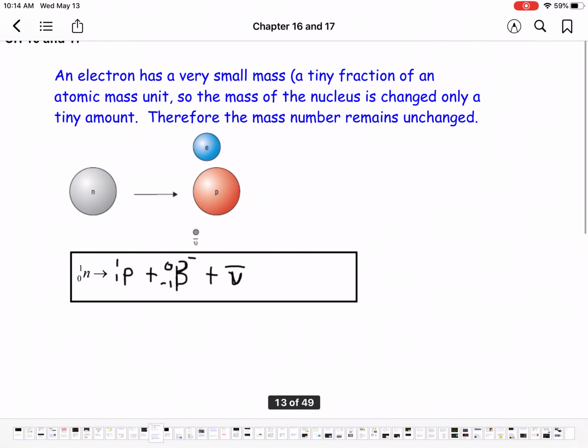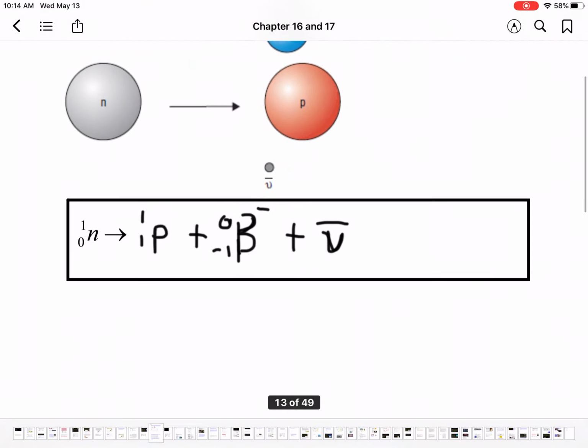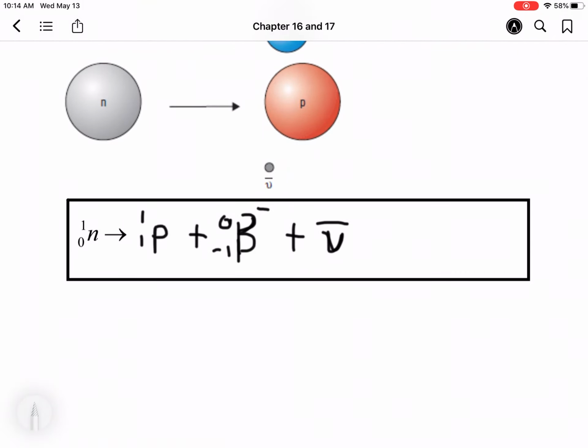All right, so the electron has a very small mass. It's a tiny fraction of atomic matter, so the mass of the nucleus is not really changed. So we say the mass number remains unchanged. The top has to still balance out, and the bottom still has to balance out. So even though we're taking some mass away from the nucleus, we say the electron's mass number is zero. So we have a 1 over 0, and our tops have to add to 1, which they do. Proton counts as a 1, electron counts as 0.